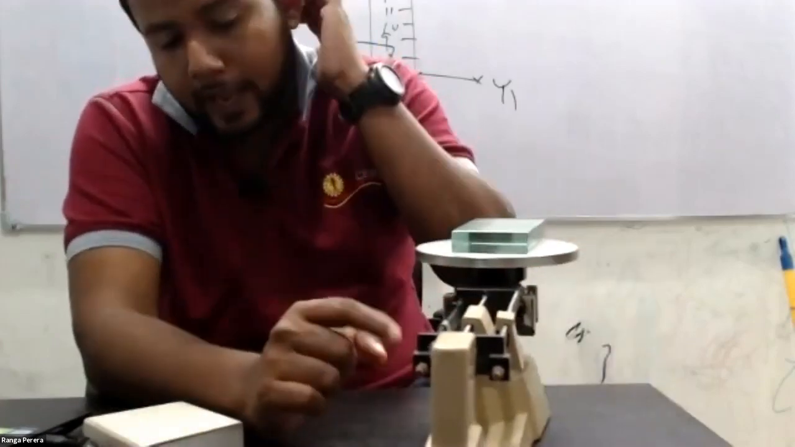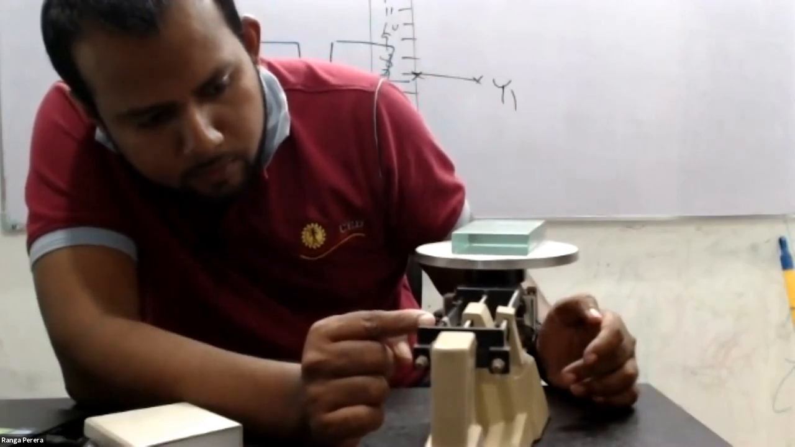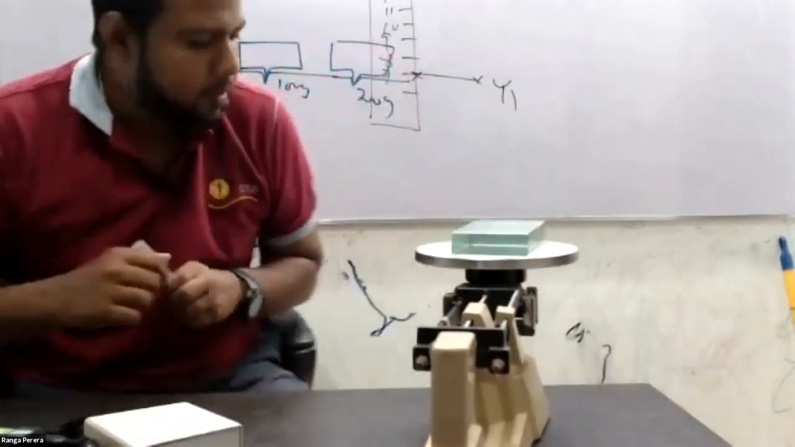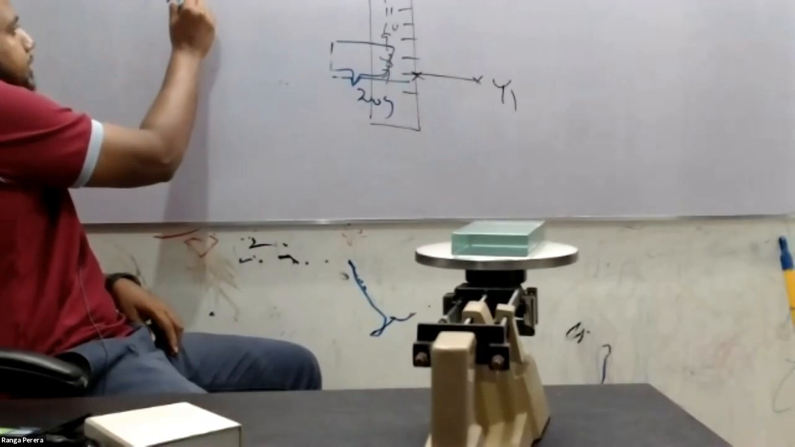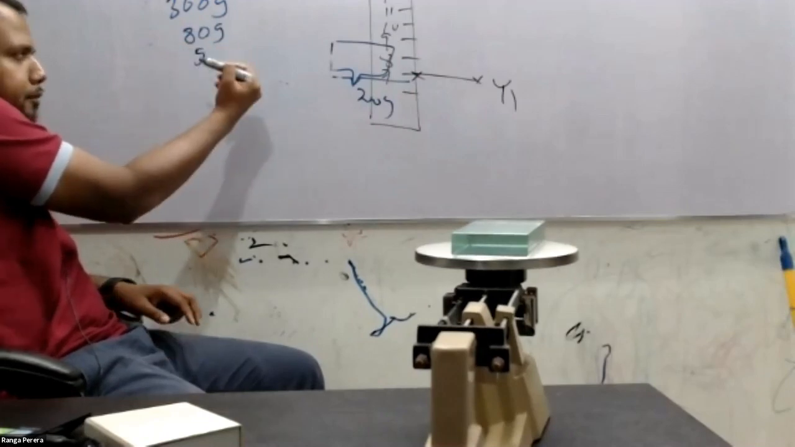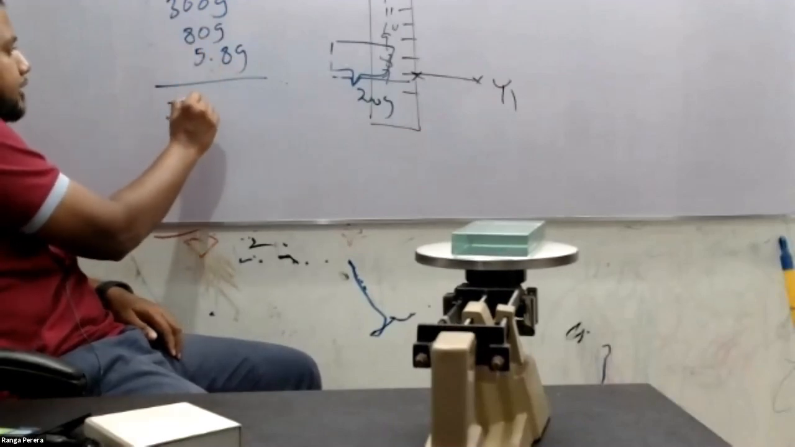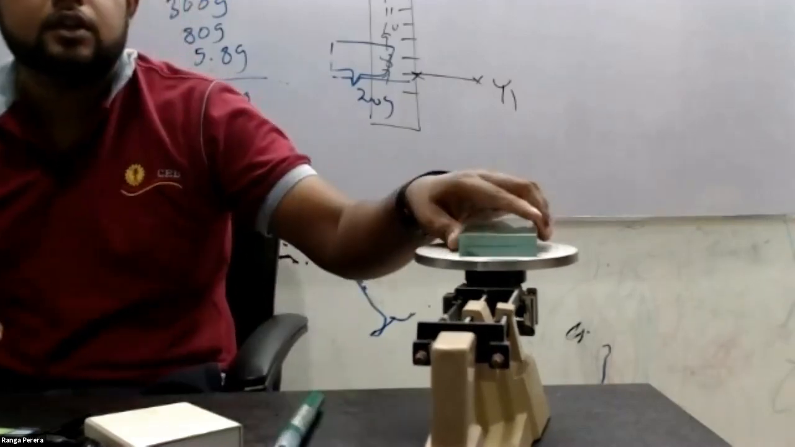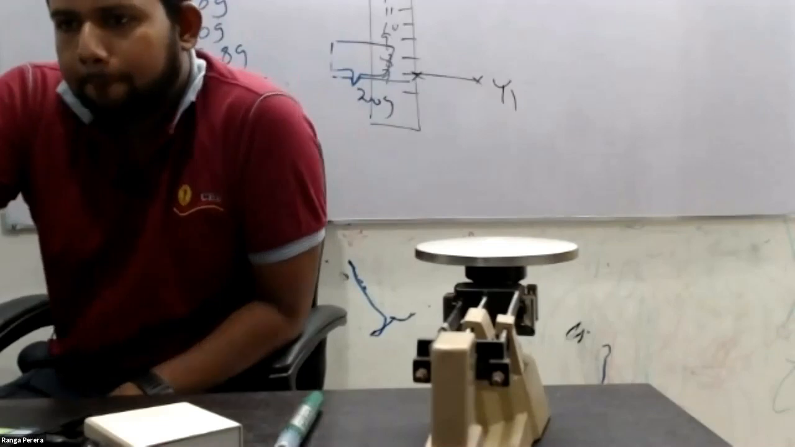300 plus 80, 380. We have something 5.1, 5.2, 5.6, 5.7, 5.8. From the middle one, we took 300 gram. The next one, 80 gram. The third one, 5.8 gram. What is the total? 385.8 gram is the total mass of the glass cube. That's how we measure the mass of an object by using the triple beam balance. Understood?